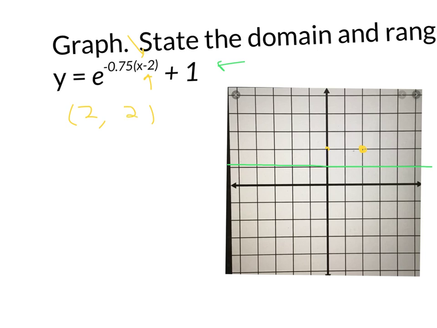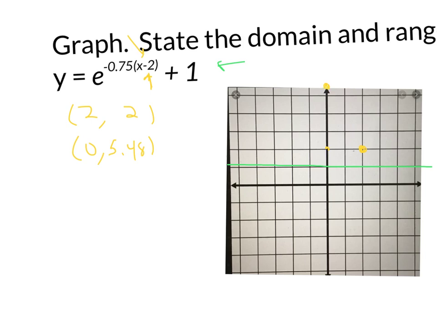Now, because it's exponential decay, I'm going to go the other way. I'm going to plug in a 0, just because I think it'll be easier. And I'm going to plug that in my calculator right here. If I plug a 0 in where the x is, e to the negative 0.75 times negative 2, plus 1, it gives me 5.48. So 0, 1, 2, 3, 4, 5. Somewhere about right there.